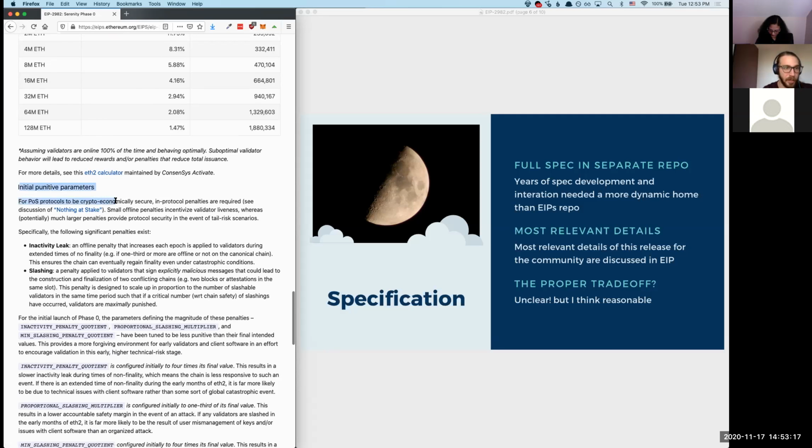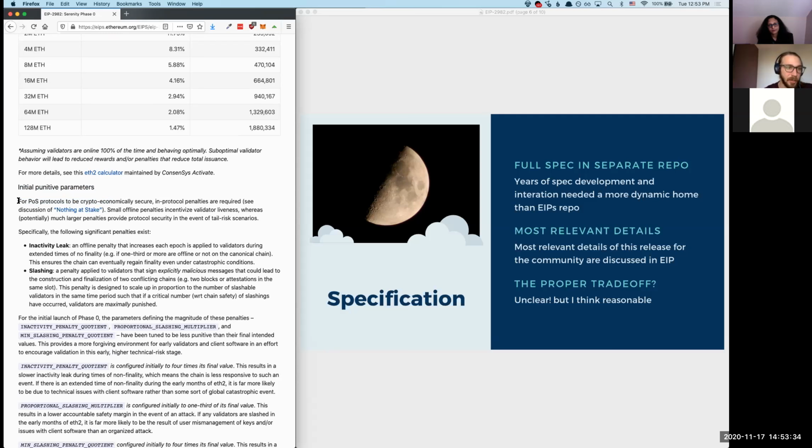One thing that is kind of interesting here is that there are these punitive parameters in the specifications which dictate how much validators are punished, especially in some of the tail risk scenarios, like when they do something explicitly nefarious or when a large portion of them are offline.